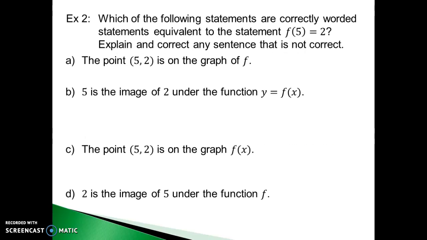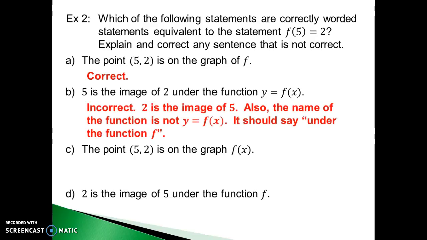All right, so taking a look at A, it says the point 5, 2 is on the graph of f. So I would say that that is correct because 5 is your domain value or your pre-image value, and 2 is your range value or your image value, and the name of the function is f.